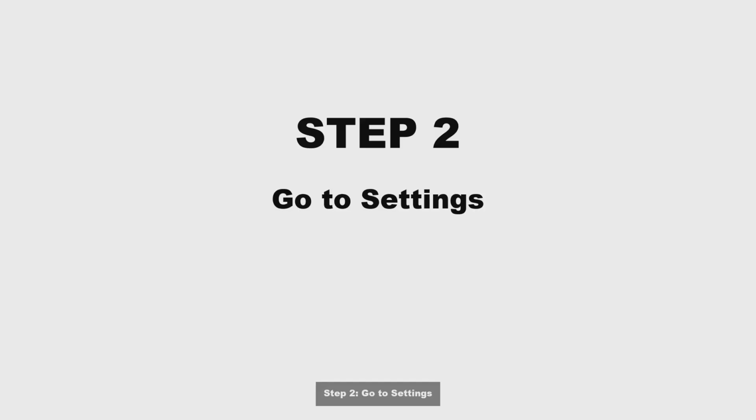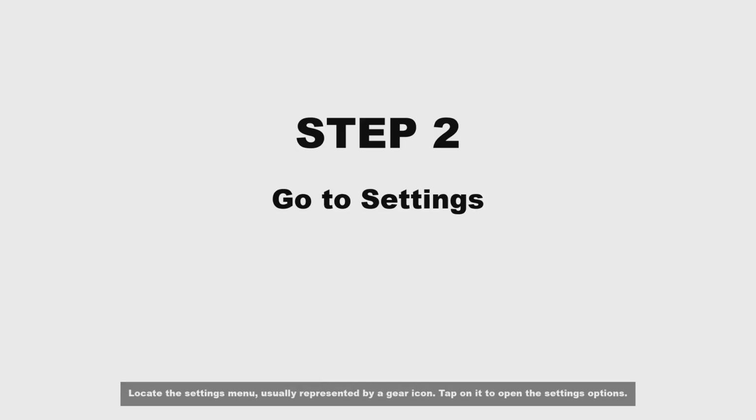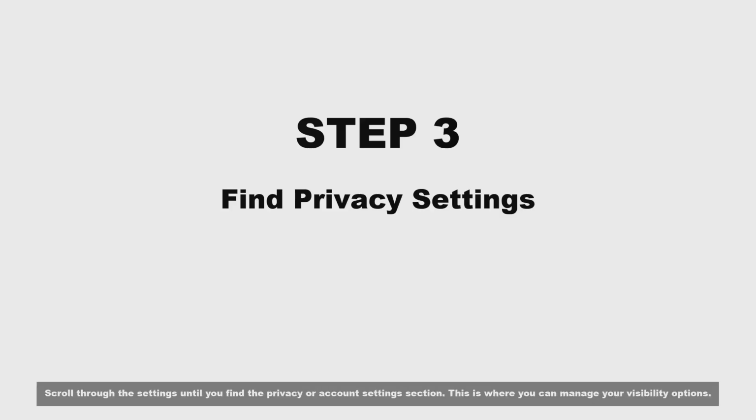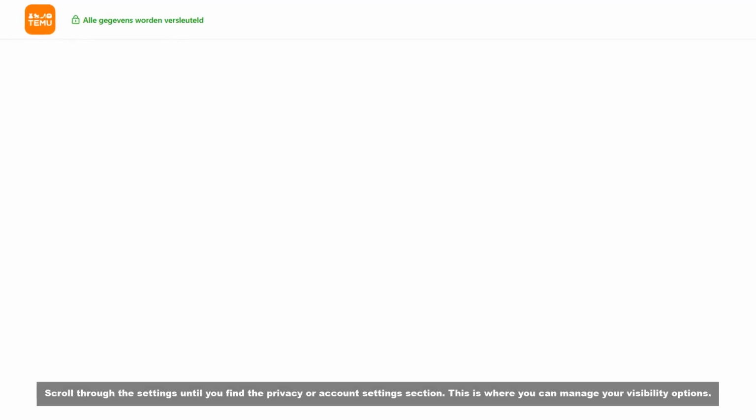Step 2. Go to Settings. Locate the Settings menu, usually represented by a gear icon. Tap on it to open the settings options. Step 3. Find Privacy Settings. Scroll through the settings until you find the Privacy or Account Settings section. This is where you can manage your visibility options.